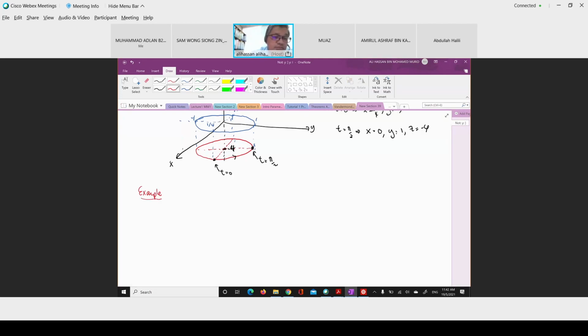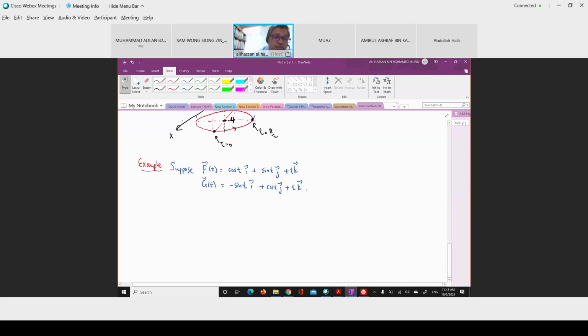So, for example, suppose we are given that the vector function F(t) is cosine t i plus sine t j plus k, and the vector function G(t) is equal to, say, minus sine t i plus cosine t j plus t k. Then what is the sum of these two vector valued functions?